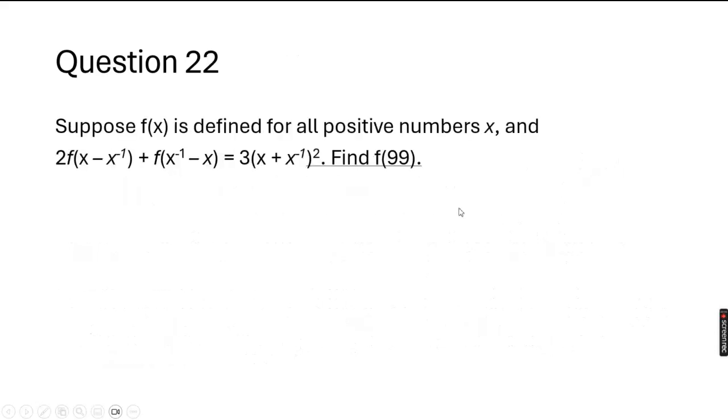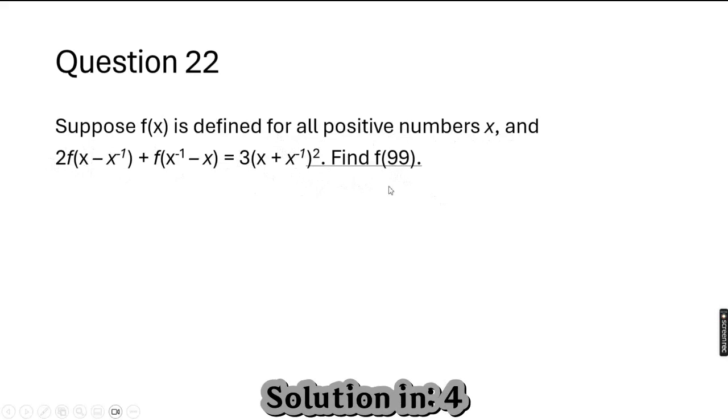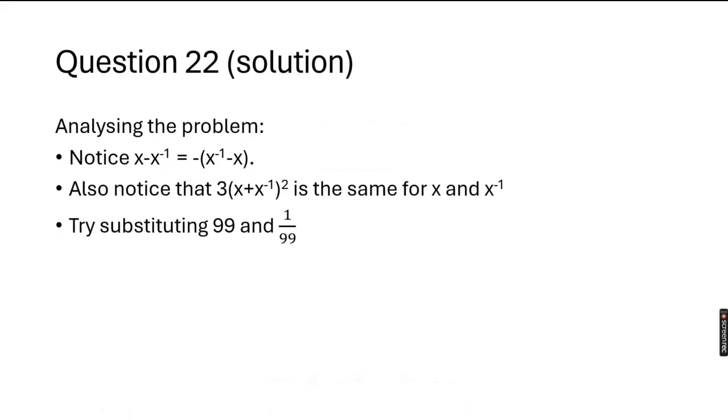Next question. Suppose f of x is defined for all positive numbers x, and this term is equal to this term. Find f of 99. So you notice that x minus 1 over x equals minus 1 over x minus x in brackets. Also notice that 3 times x plus 1 over x squared is the same when you substitute x and 1 over x into the x. So you try substituting 99 and 1 over 99 to see what happens.